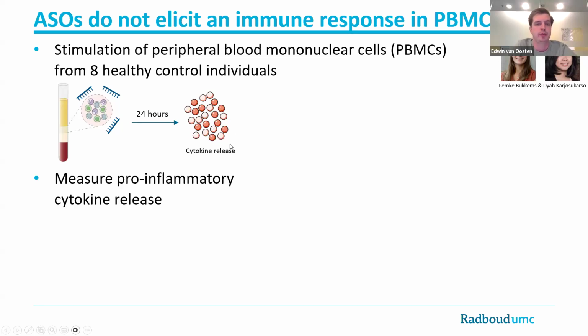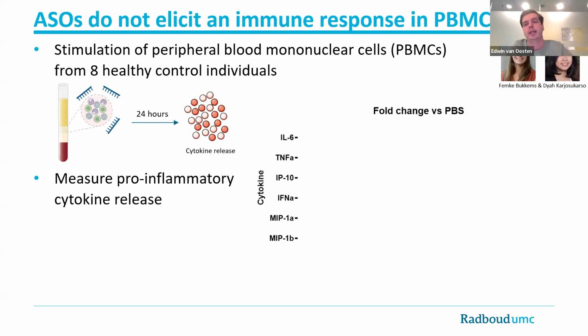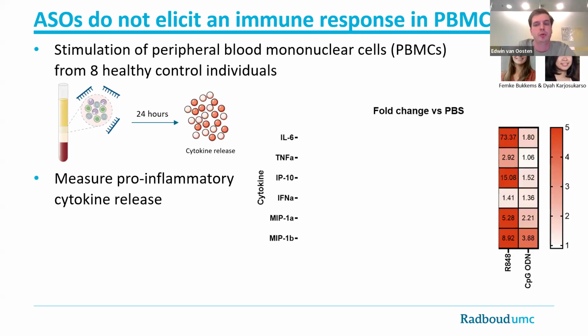So after we stimulated them, we measured pro-inflammatory cytokine release using an ELISA. And you can see an overview of the results here. This is a lot of information at the same time, so I'll quickly break it down for you. In this table, each row represents a different pro-inflammatory cytokine. On the right, we have 2 positive controls, R848 and the CpG ODN, which are known to elicit a pro-inflammatory response.